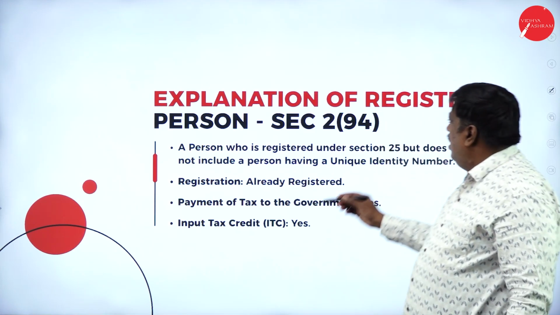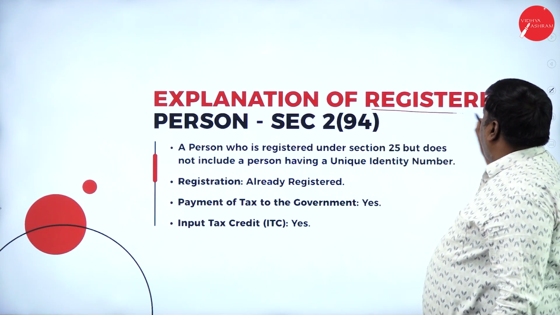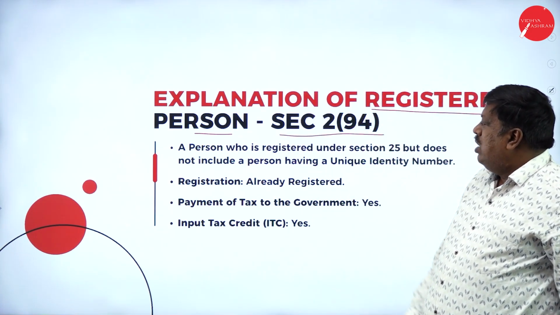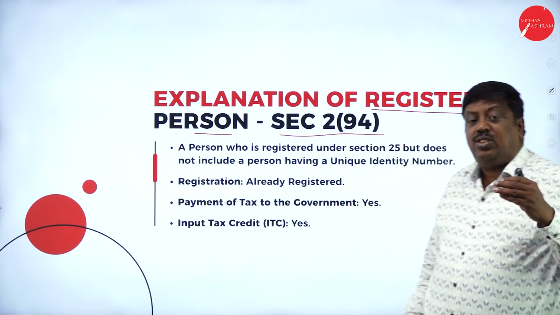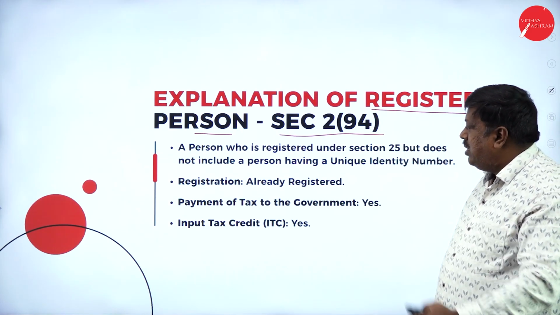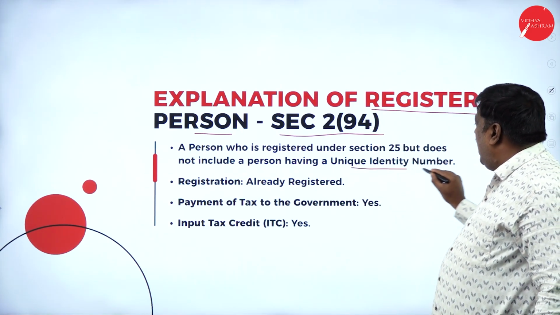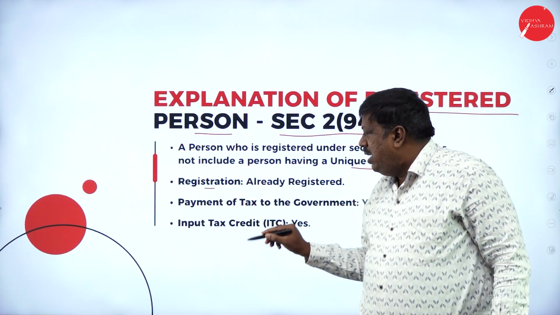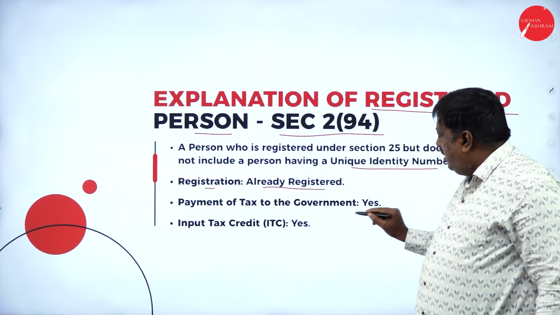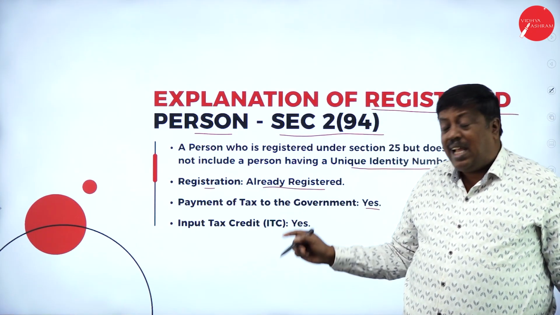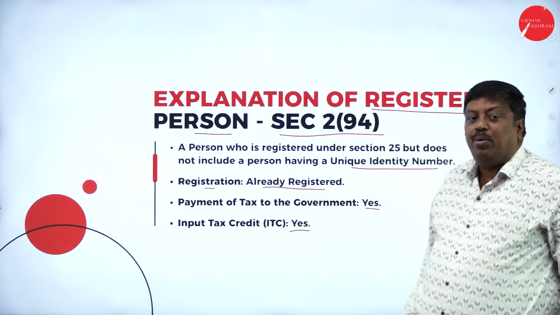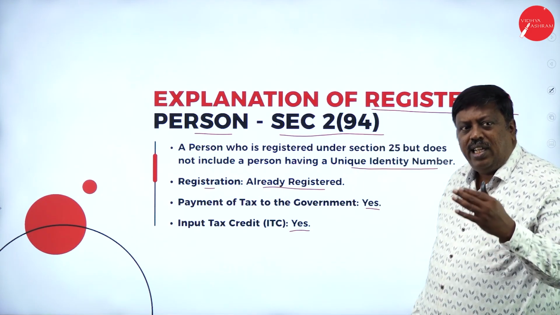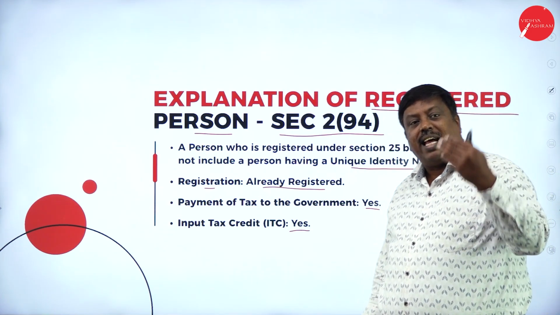Next we have the explanation of registered person under Section 2, Subclause 94. A person who is registered under the GST Act is called a registered person, and a unique identity number will be given under Section 25. He is already registered here. Yes, he has to pay the tax, and he gets the benefit of input tax credit. Any registered person can get the benefit of input tax credit if he has already paid the tax to the government.